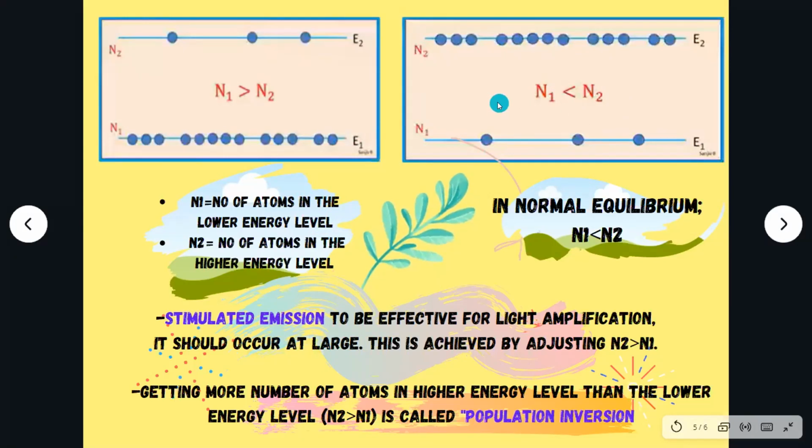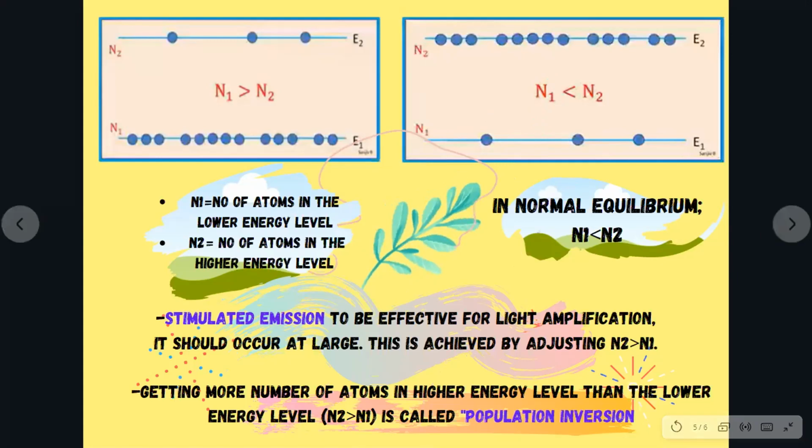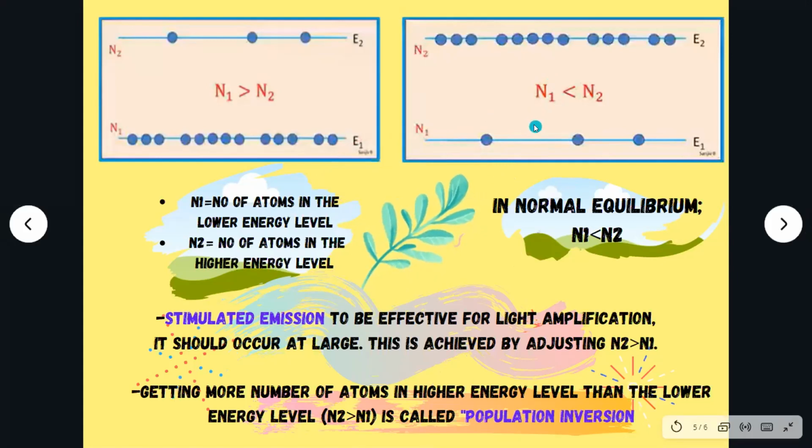Why? Because at equilibrium, there were more atoms in the lower energy level, but in order to get stimulated emission, stimulated light amplification at large scale, we have to invert this. So from N1 greater than N2, to get population inversion, N2 must be greater than N1. So it is called population inversion.